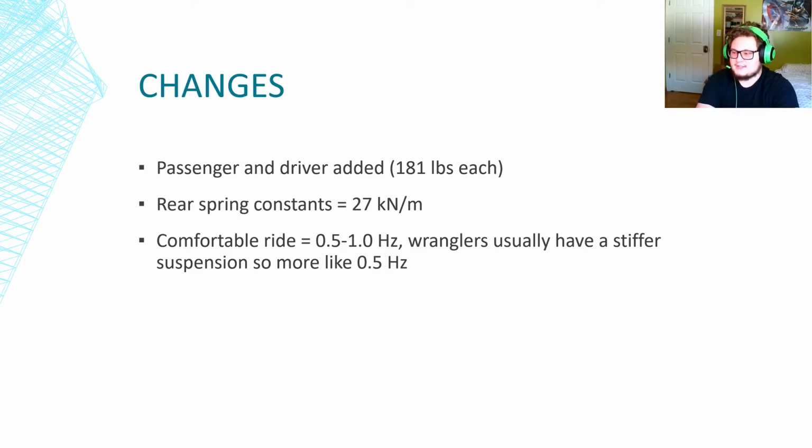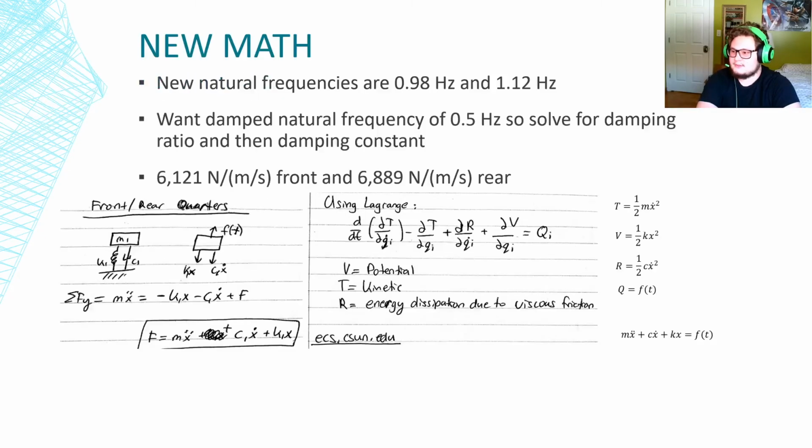So we're also going to add a passenger and a driver, about 181 pounds each. That's the national average. So the new frequencies are calculated to be 0.98 hertz and 1.12 hertz. We want the damped natural frequency to be half a hertz, so we solve the damping ratio for that and the damping constant thereafter. You get 6,121 newton-seconds per meter in the front, 6,889 in the back.